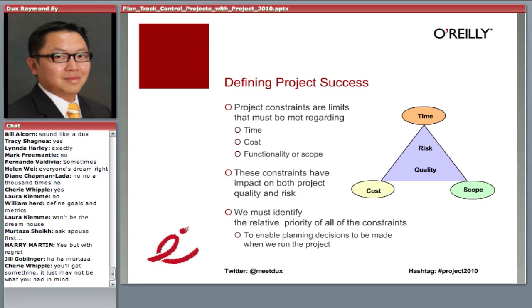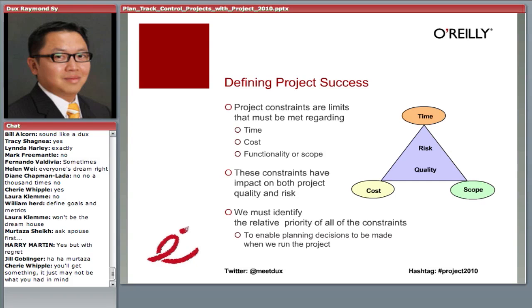Let me give you an example. So let's say your boss or your customer walks up to you and says, hey, Fernando, I'd like you to build a $10 flying car in 2 weeks. $10, that's your cost. Flying car, that's a scope. 2 weeks, that's the time. You might be saying, well, that's crazy, you can't do that. Well, that's exactly my point.